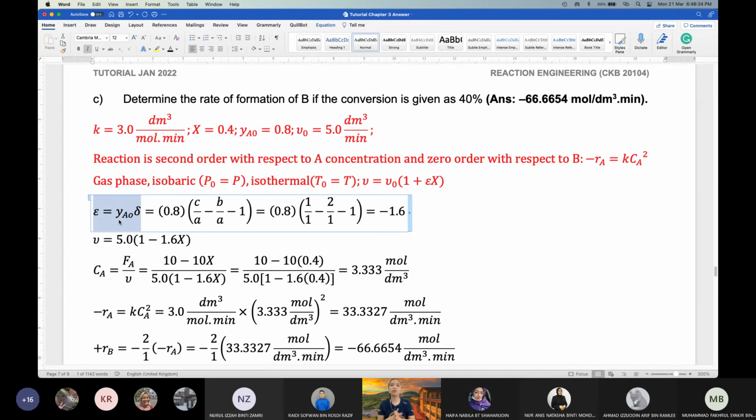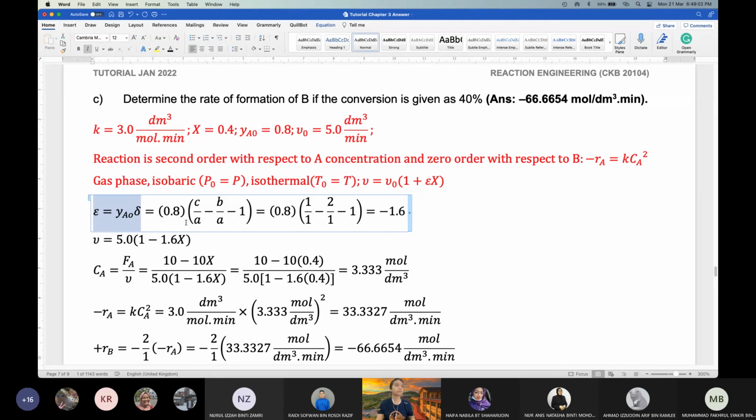What is YA0? YA0 kamu dah pernah belajar kan? Initial mole fraction of A. Itu YA0 yang biasa. Dalam soalan kalau kamu ingat, it says initially 80 mole percent A. So YA0 tu 0.8 lah. Okay, tu tak apa, YA0 saya rasa student faham. Sigma yang jadi masalah sebab sigma pun ada lagi sub-equation. So you have one equation, sub-equation, lagi satu sub-equation.